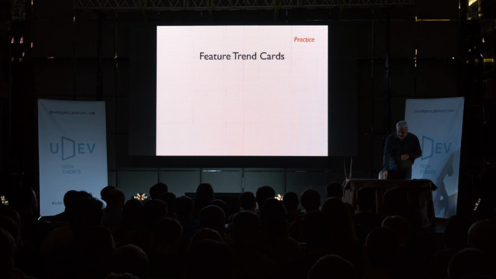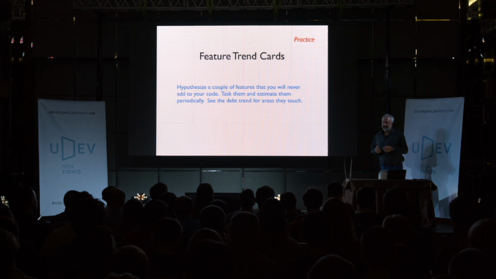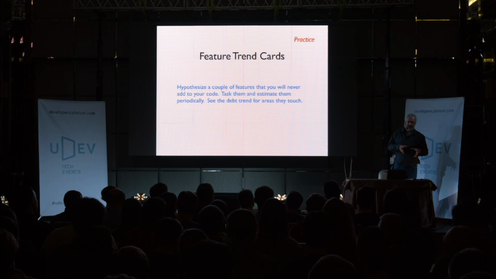What you do is you find some hypothetical feature, or set of features, that would impact a very difficult area of your code base. And it's actually good that these features are things that don't come up within the next month or year, for instance. But you periodically re-estimate them, and you're able to look at the trend and basically see, yes, this area of code is pretty bad. As it gets worse, the costs of adding this hypothetical feature are increasing.